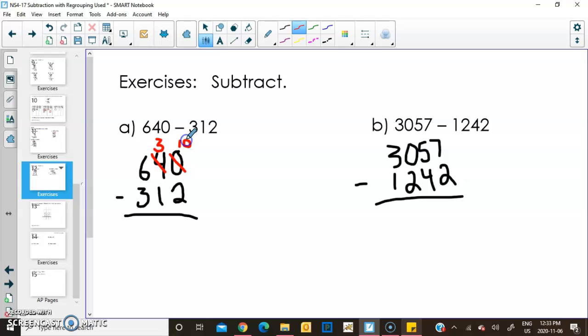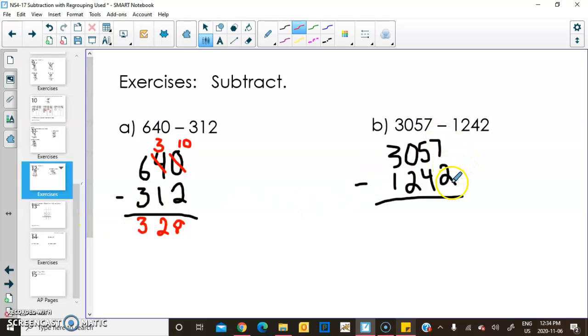Good. So this is an easy peasy question. Start in the ones place value. 10 minus 2 equals 8. Good. 3 minus 1 equals 2. And 6 minus 3 equals 3. So the answer is 328. Okay? Don't forget to cross out these numbers. Okay? It's a huge step. Now let's do B together.